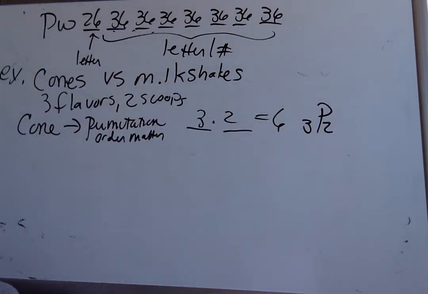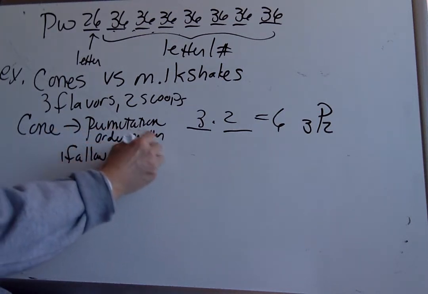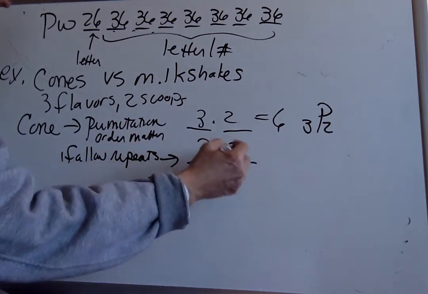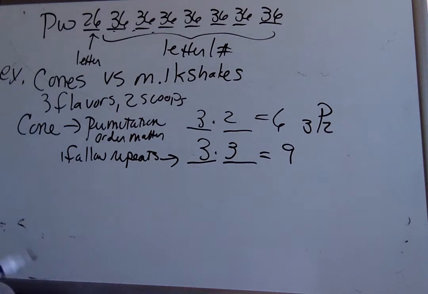Obviously, this is not allowing for if you want 2 scoops of the same, right? If you're going to allow someone to get chocolate chocolate or vanilla vanilla or strawberry strawberry or something, then it is no longer a permutation. It's just the dash method. Yeah, 3 times 3. There would be 9 ways.